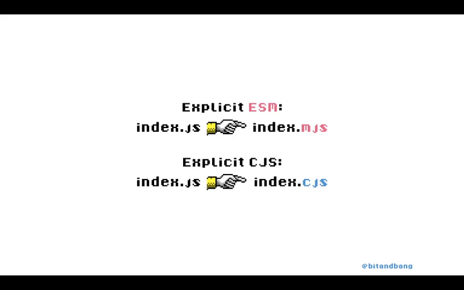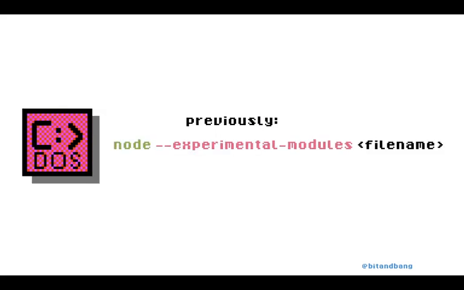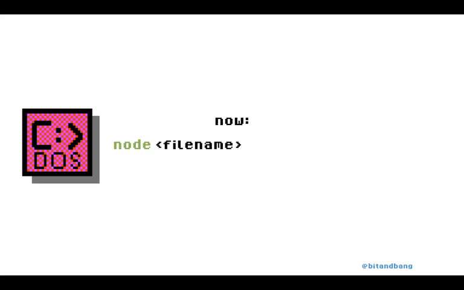The same is true for CommonJS. So, taking the case of index.js, if we want to explicitly tell Node that this file is CommonJS and should always be run as CommonJS, we can just change the file name extension to index.cjs. Previously, we would have had to run this with Node experimental modules, but now we're just going to run this with node, and in the case of MJS, node index.mjs, and in the case of CJS, node index.cjs.